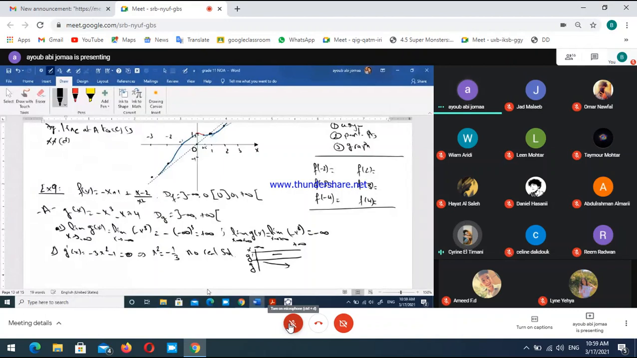What are the limits? From positive infinity to negative infinity. It's decreasing from positive infinity to negative infinity, which is logical. If we had increasing from positive infinity to negative infinity, it's impossible, that wouldn't make sense.